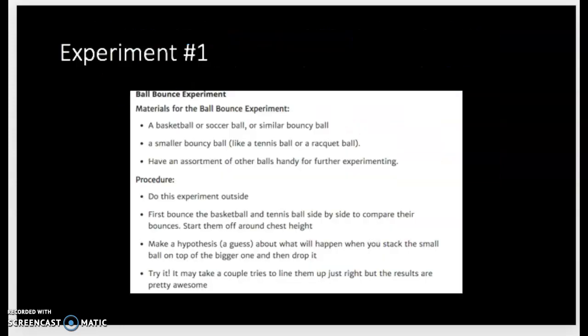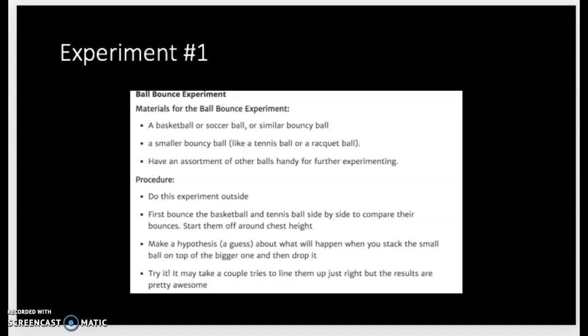So here is the experiment I want you to do. I want you to go outside, and I want you to get two different types of sports balls. So like a basketball and a soccer ball, or a tennis ball and a basketball, any sports balls. Now I want you to bounce them. I want you to hold them at chest high, and I want you to drop them and see how they both bounce.